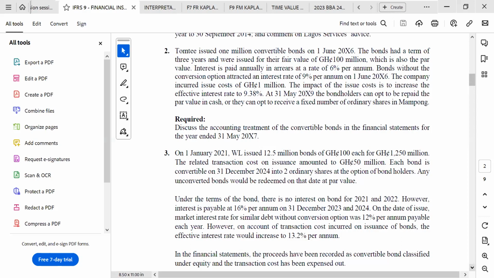At 31st May 20x9, the bondholders can opt to be repaid their par value in cash, or they can opt to receive a fixed number of ordinary shares in T. Required: discuss the accounting treatment of the convertible bond in the financial statements for the year ended 31st May 20x7.